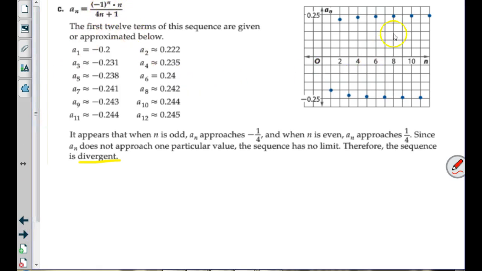This is a crazy one. If we were to type this in, we would get this crazy graph. It does not approach a single number, okay? It bounces back and forth between positive and negative, but it does not approach a single number. You could say the top is approaching 0.25 and the bottom is approaching negative 0.25, but it's not one particular value, so it is divergent.